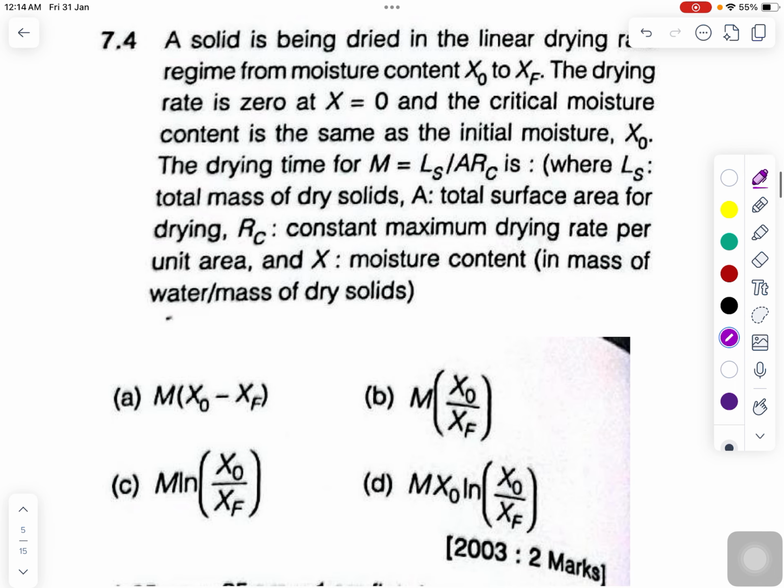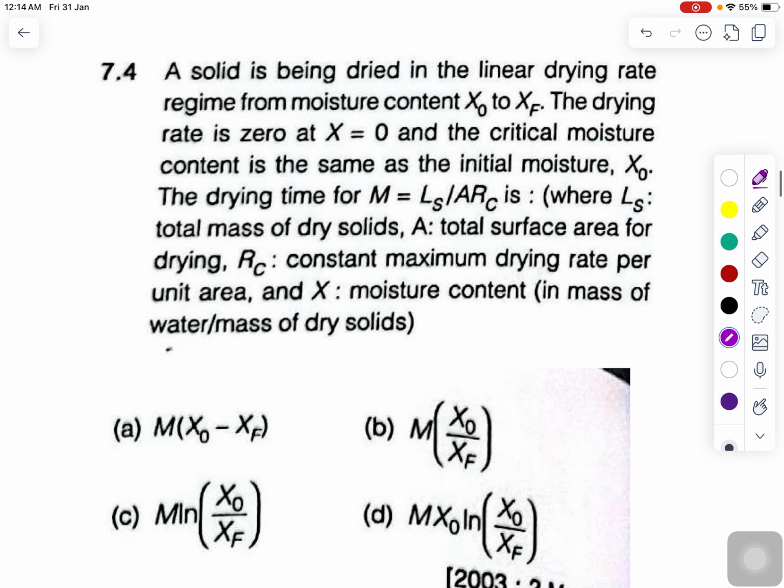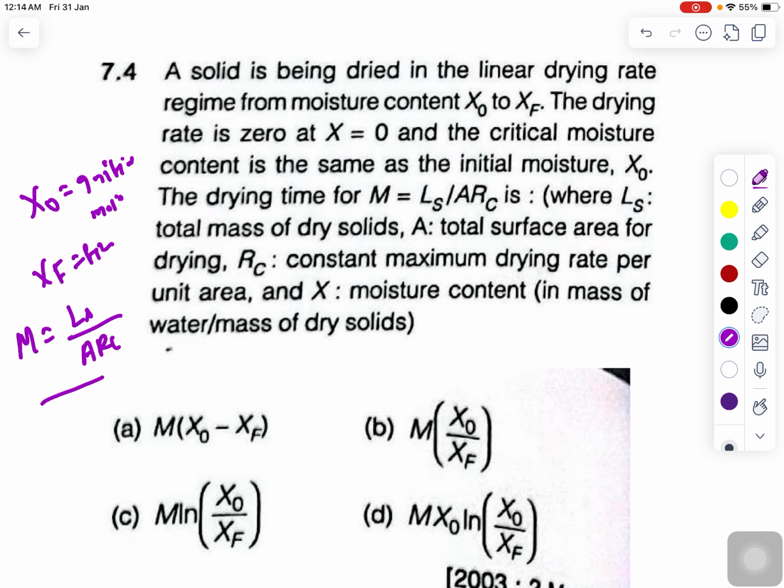Now the next question is that a solid is being dried in the linear drying rate period from a moisture content x naught to xf. The drying rate is 0 at x equal to 0. So x naught is the initial moisture content, xf is the final moisture content, and m is given as ls divided by arc, and this is happening in a constant rate period, no falling rate period.